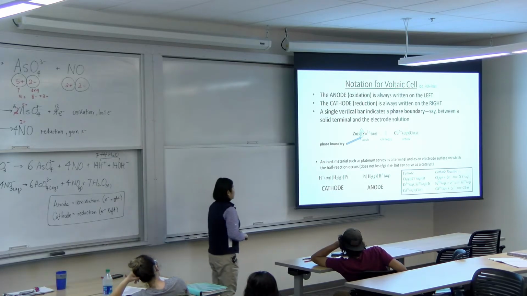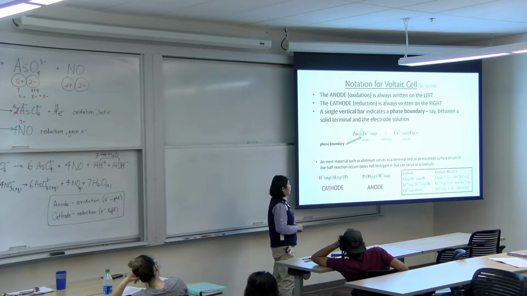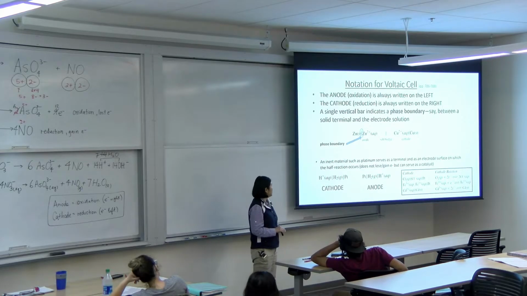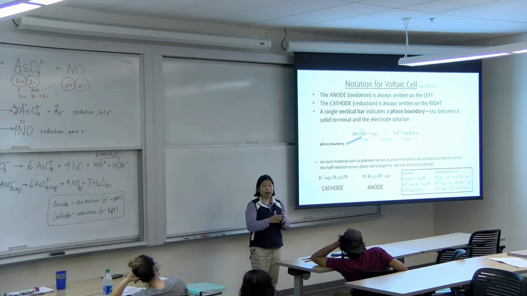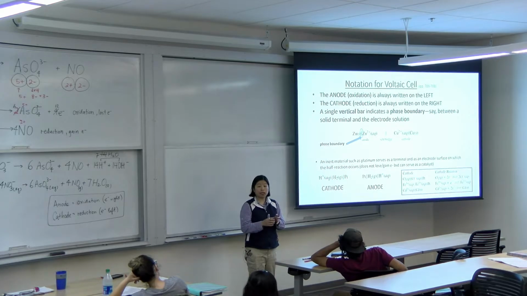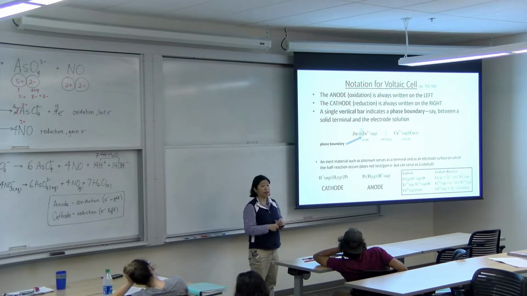Okay? Now, oftentimes an inert material, such as platinum, serves as a terminus and as an electrode surface on which the half reaction occurs. The platinum oftentimes is something that allows the location of the reaction to take place, but doesn't actually participate in giving or taking electrons. Okay? You can think of the platinum as something that is just there that allows the reaction to happen.